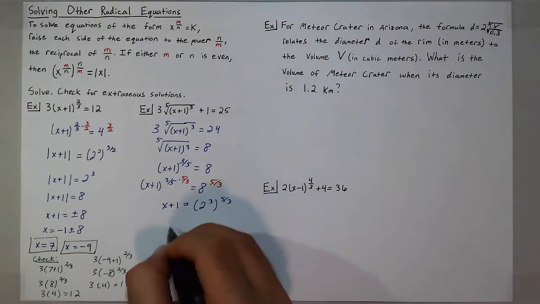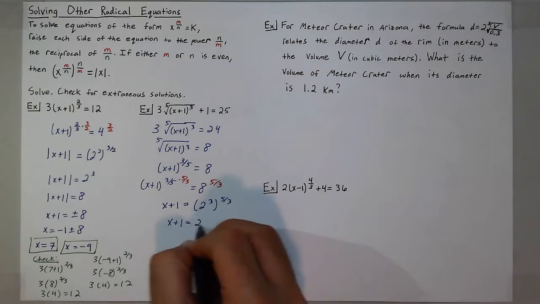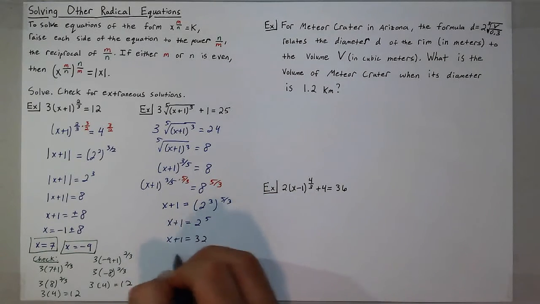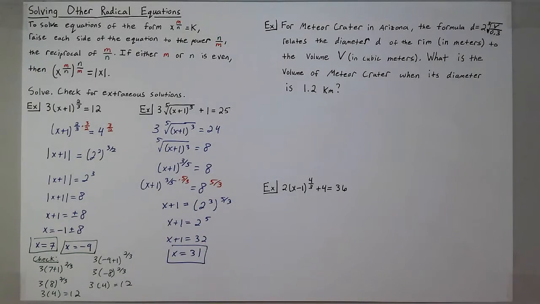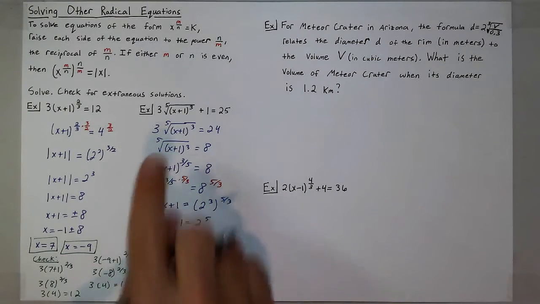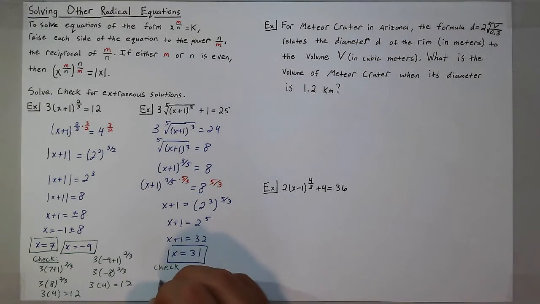So I have x plus 1 equals 2 to the 5th power, 32, leaving me with x is equal to 31. Now you do want to check that solution. If I were to plug that in, I would get 3 times the 5th root of 31 plus 1 cubed, which is just 32.